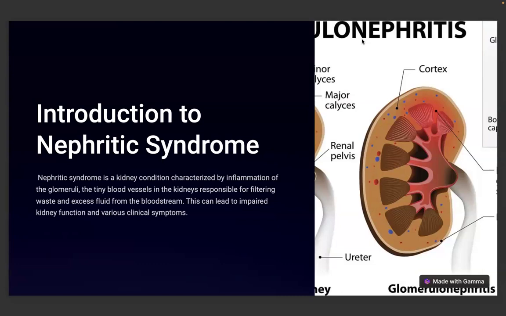So, what is the glomerulus? Those tiny blood vessels in the kidney that are responsible for filtration in a process we call glomerular filtration. So there's an inflammation that happens in these capillaries or these blood vessels. So this may lead to impaired kidney function and various clinical symptoms.